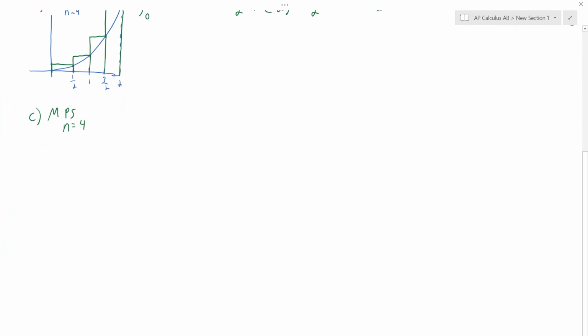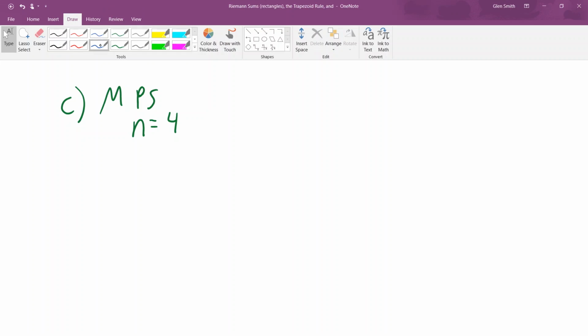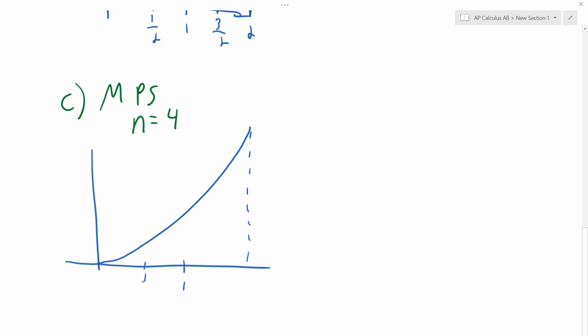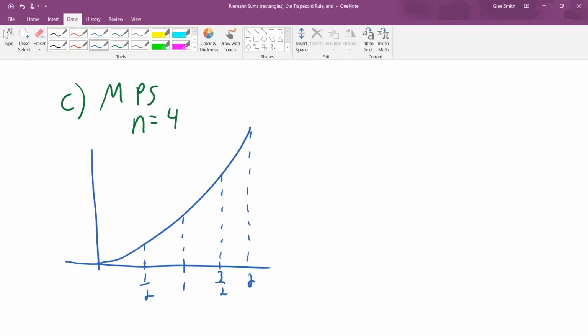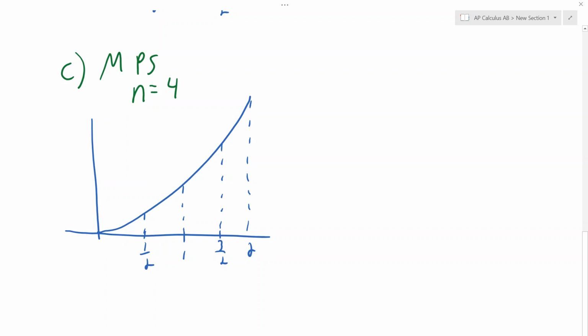So for a midpoint sum, if we draw this out, let's continue using blue. Your function does this. 1/2, 1, 3/2, and 2. Chop it up. So if we're going to work with a midpoint sum, we'll do black. My first rectangle has a base of 0 to a half still. It doesn't matter where we take the height. The bases are all a half because we get 4 subintervals.